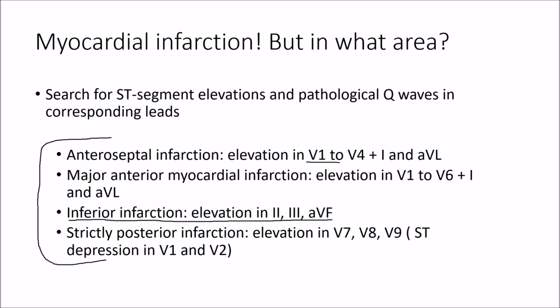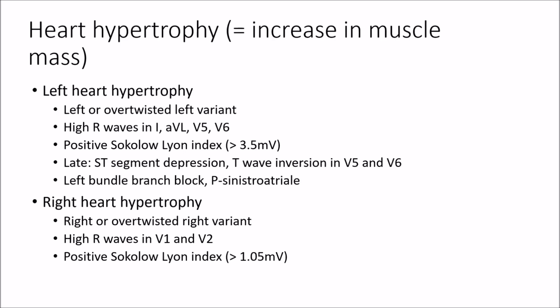Heart hypertrophy is the increase in heart muscle mass due to, for example, long-term high blood pressure. So it is by no means always a good thing, but shows us that the heart has to do too much work. When the left ventricle is enlarged, the electrical axis of the heart rotates to the left and the R waves increase in V5 or V6. In addition, the Sokolow-Lyon index can also become positive. We will come to this in a moment.